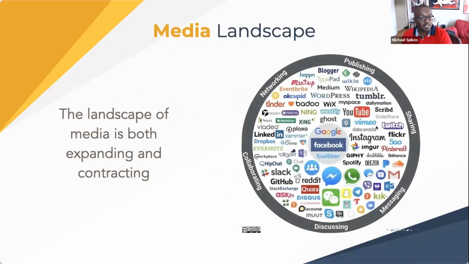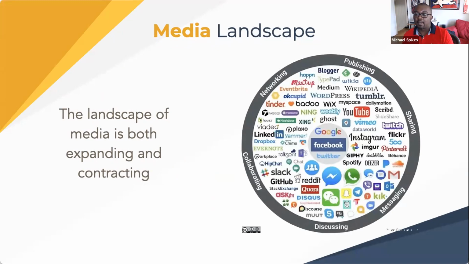Okay, so as we were just talking about, the landscape of media has certainly expanded due to the internet. But it has also contracted a bit because of that. What this image represents is the wide scale of platforms that meet certain communication needs online. If you look at the outside of that circle, it highlights some of the communication needs that we might have, which include networking, collaborating, sharing, and so on.